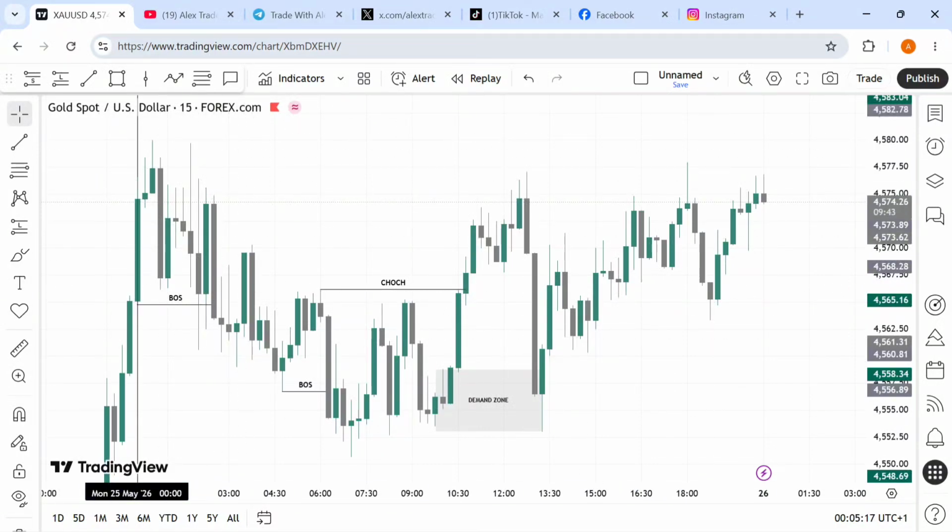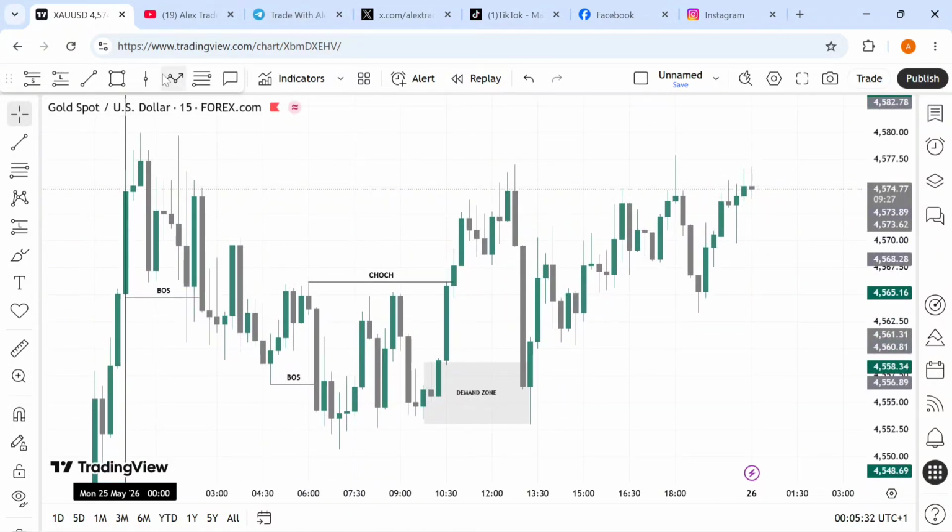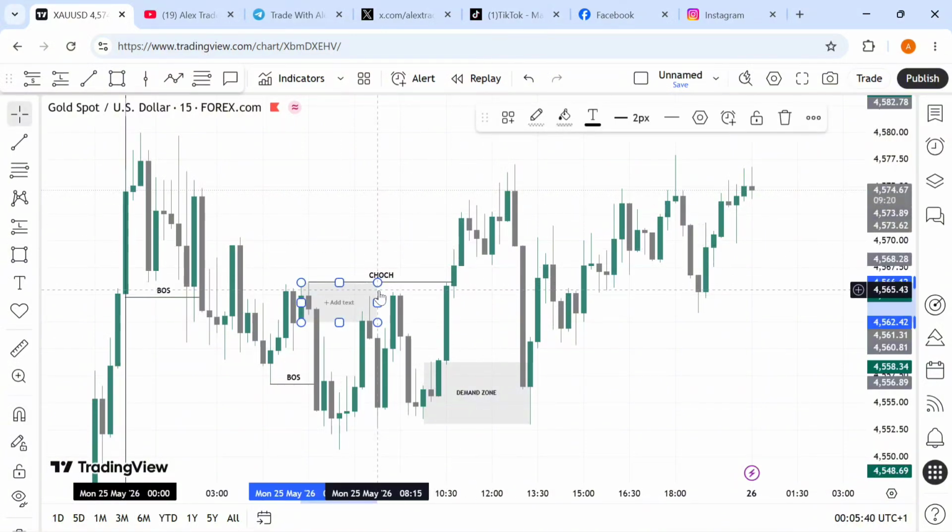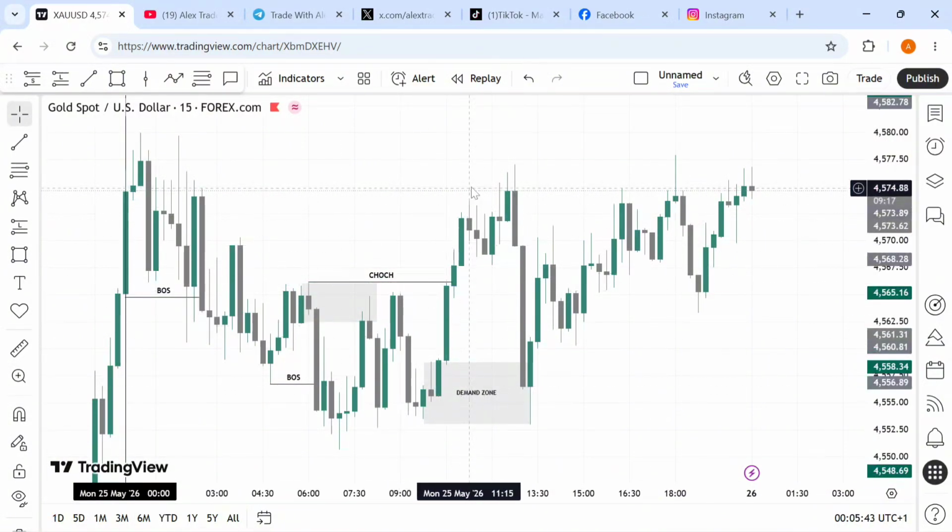So gold started the day with a very greenish candle before breaking structure to the downside. After that, I waited for a second reconstruction, but I couldn't find a valid supply zone to sell from. This would have been the zone, but I didn't really trust it, so I just had to let it be. So price finally changed character here, and this was supposed to be the demand zone.